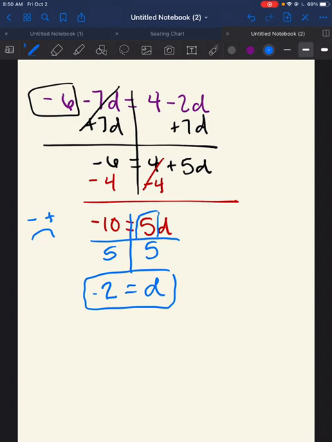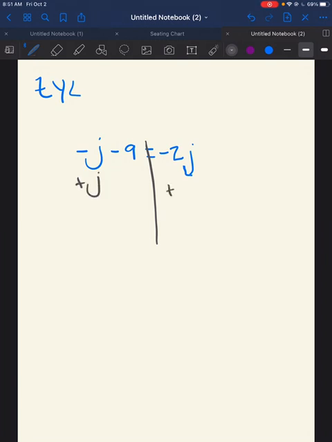All right, I'm going to skip to another one, another smart score. All right, so this is ZYL once again. I get negative j minus 9 equals negative 2j. Okay, so I need to get my j's together. So I'm going to add j. This is going to cancel out. So now what I have is a constant on one side, and then my j's on the other side.